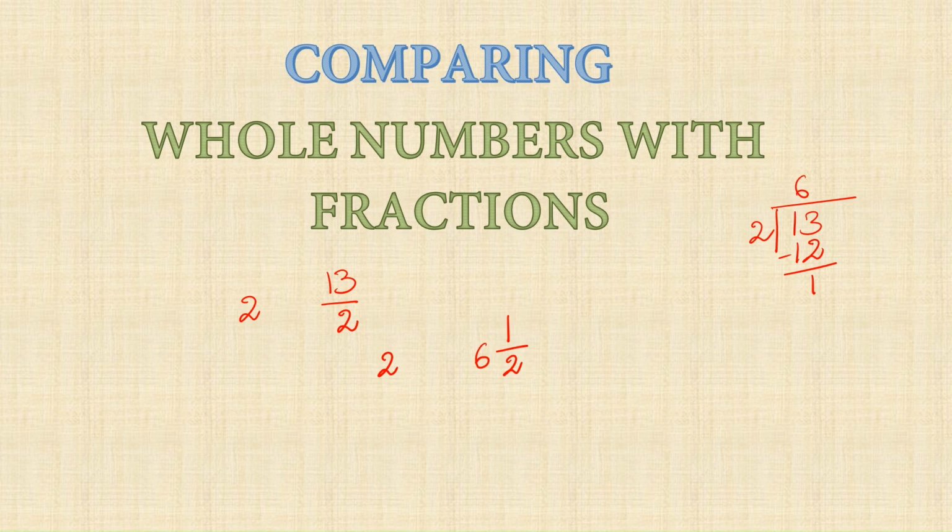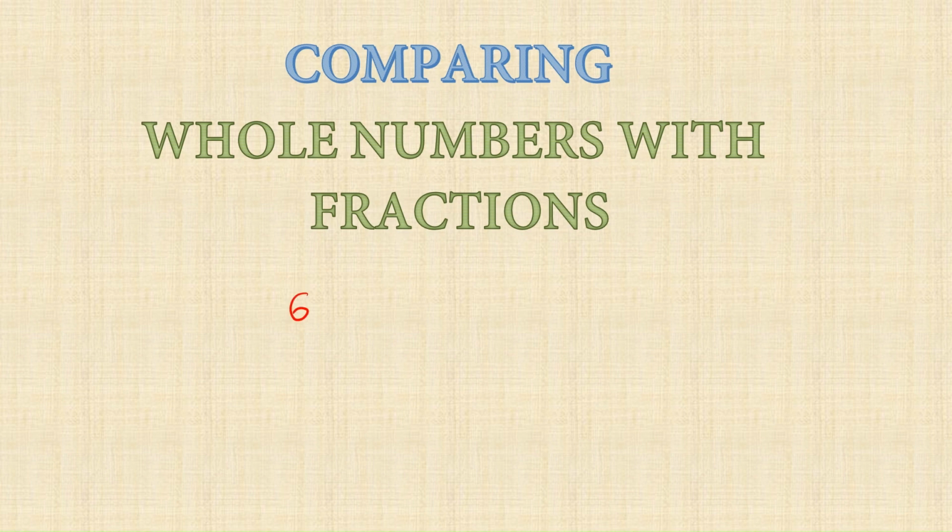Compare the whole part of the mixed fraction with the whole number. Here it is 6. So obviously 6 is greater than 2. So we'll write that 13 upon 2 is greater than 2. We'll check with another example. Now consider we have to compare 6 and 13 upon 4.